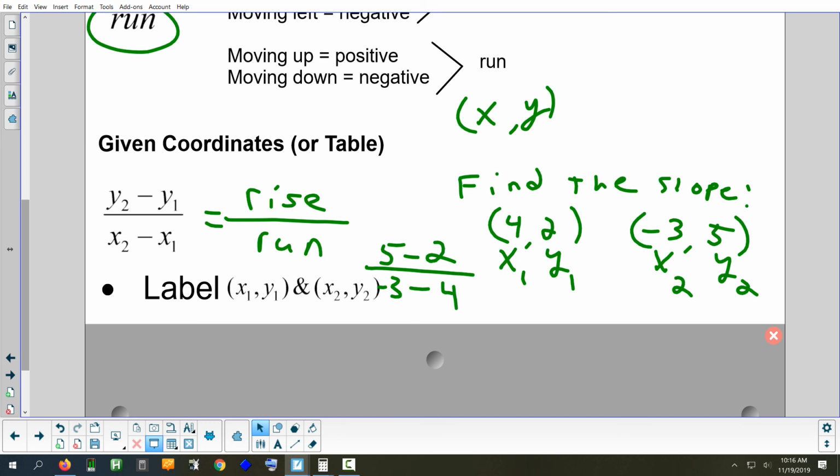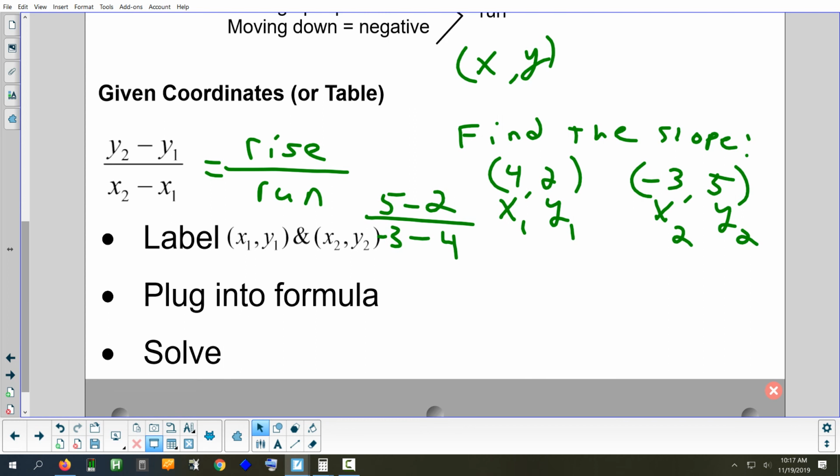And that's how you find the slope if you don't have a picture to count. Now you can use your calculator or just simplify that in your head. Do 5 minus 2, and then do -3 minus 4. But that's all you have to do to find slope. It's not that hard of a formula, as long as you remember the formula. Some people mix up where stuff goes. Just make sure you write that down.